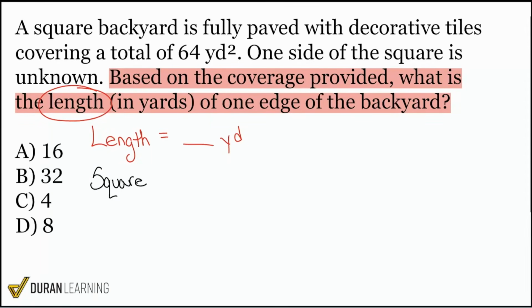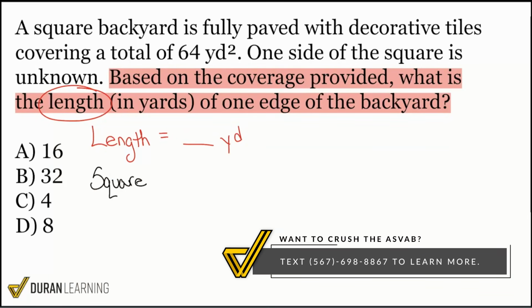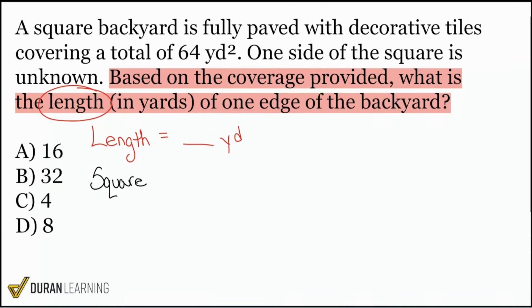And then it says again, a square backyard is fully paved with decorative tiles covering a total of 64 yards squared. Square yards. Now, my voice is giving out already, because I said a certain thing over and over and over again. Everybody, when a unit is given to you as a square unit, what is that indicative of? What is that representing? Yeah, that's representing an area.